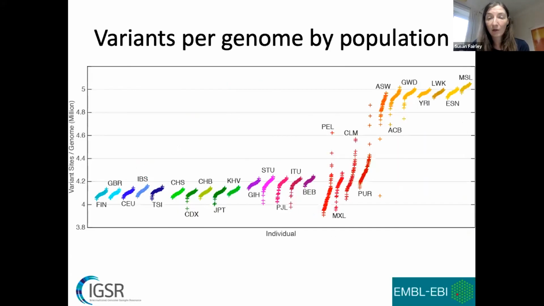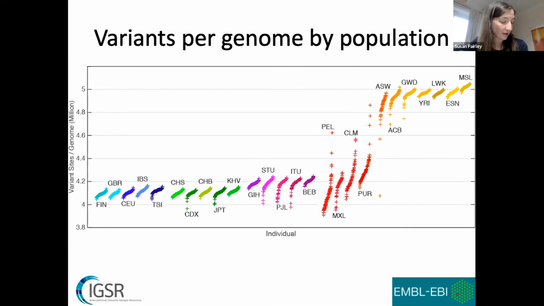Another view is to look at variants per genome by population. If we look at this slide, it's the same color coding. So we've got European genomes in the blues, East Asian genomes in greens, South Asian genomes in purples, moving to the Americas in red, and then genomes of African ancestry in the yellows and oranges at the right-hand side of the screen.